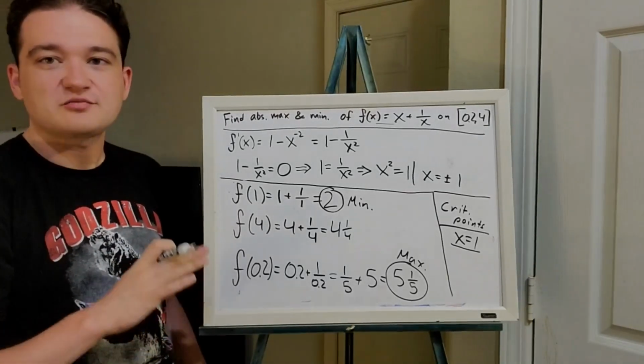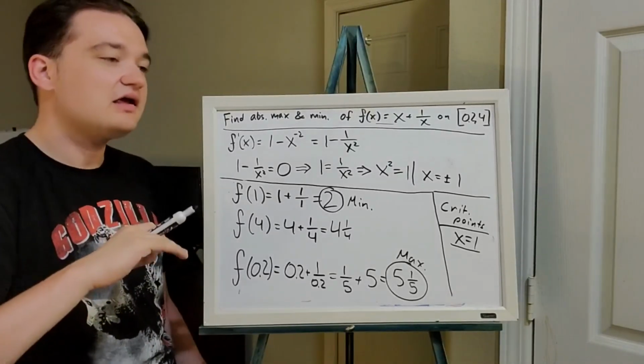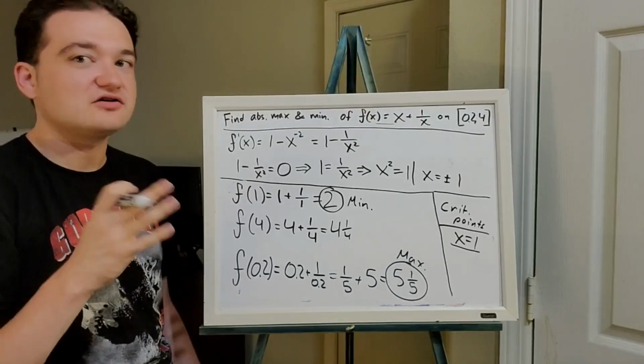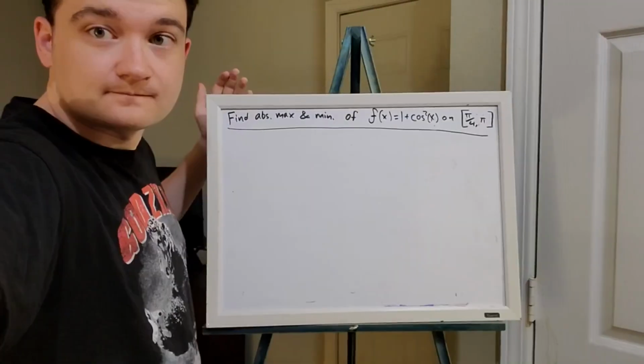And all the other points might be like local mins or maxes. They're not the absolute highest or lowest, but they're the highest or lowest compared to points around them. And we'll talk about how we find that out.